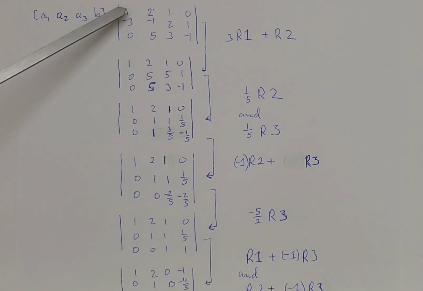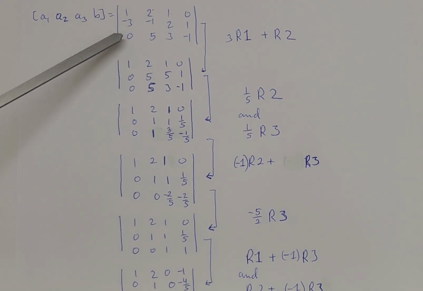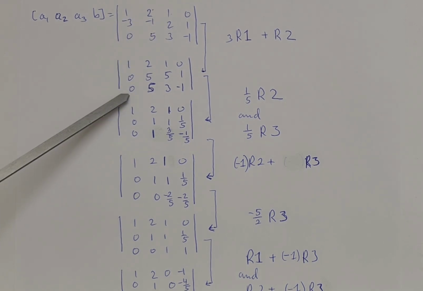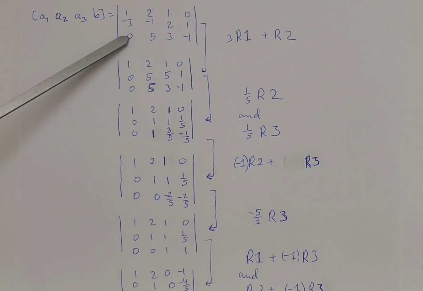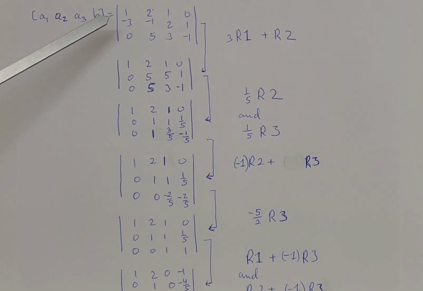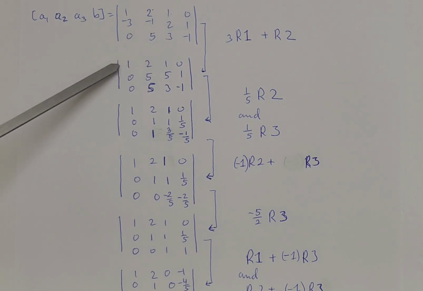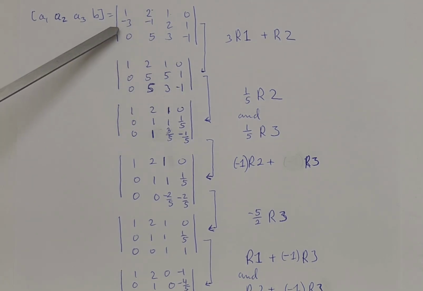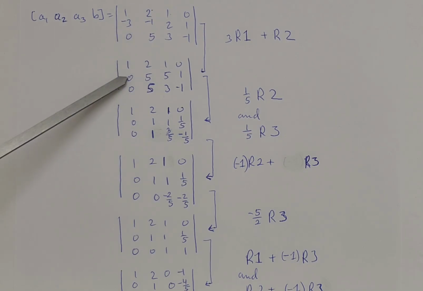Next, if you look carefully, this is a 1, so we leave it alone. This is a 0, so we leave this alone. So row 1 and row 3, we will leave alone because this is a 1 and this is a 0. The one we need to change first will be this -3. We need this -3 to become a 0.